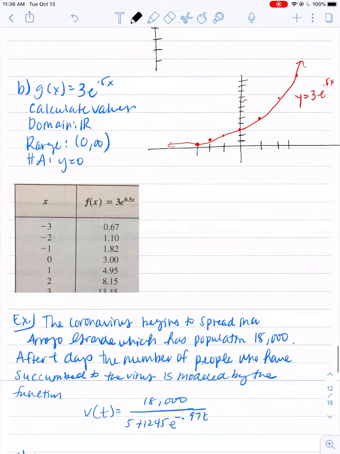Okay, so our next function is g(x) = 3e^(0.5x). For this one, you can calculate these values using a calculator, just plugging in various x values. So here's a table of our x values and our y values that we calculated. Our domain is going to be the real numbers. Our range is still going to be 0 to infinity. And we can see that our horizontal asymptote is y = 0. Basically, we don't have any negative y values.